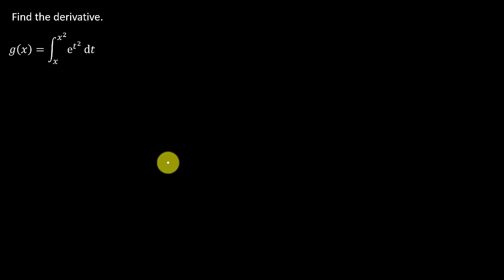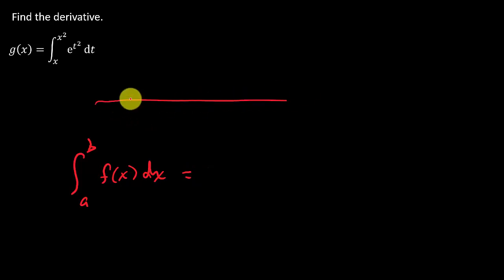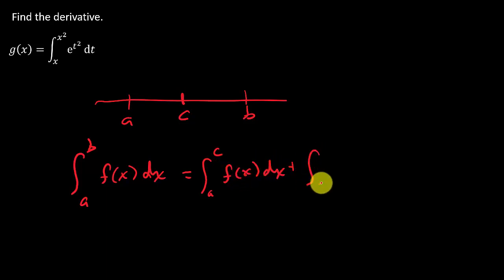Well, if you remember, if we're integrating from a to b of some function f of x dx, and you've got a and you've got b, there's some number c in between. We can break this integral up like this, okay? So we can split it up. We can integrate from here to here, plus integrate from here to here. So let's do that.